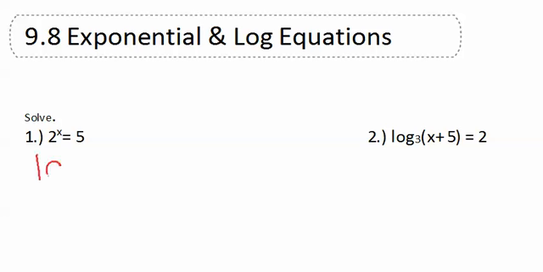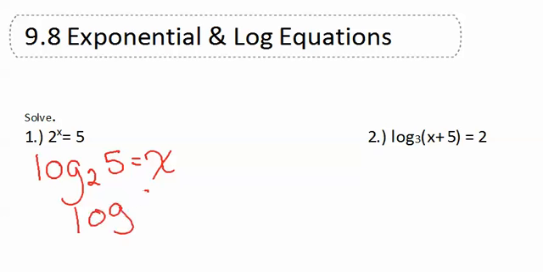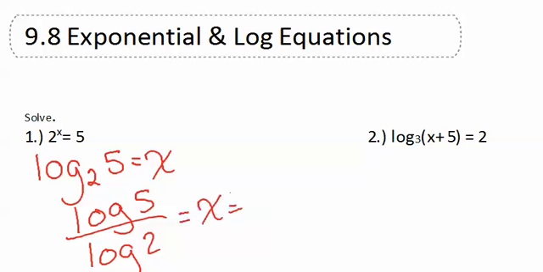So we're going to change it to log base 2 of 5 equals x. And we need to evaluate for x. And because we don't have it as the log base 10 or log base e, we can use change of base. So we can do log of 5 over log of 2, and that will give us x. And if we use our calculators to plug it in and evaluate it, it will be approximately 2.3219.